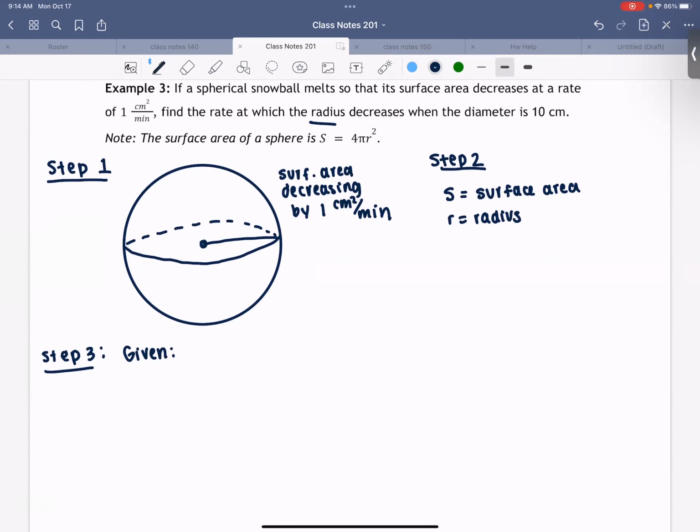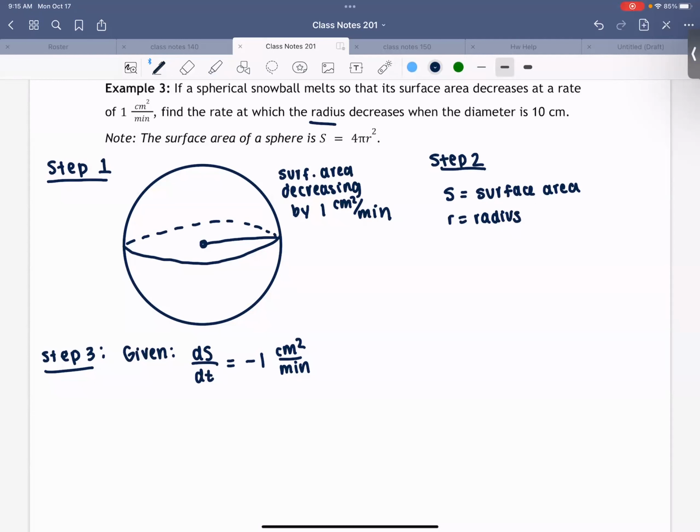And what derivative would that be? dS over dx. Not dx, but dt. But okay, I guess x would work too. But let's do dt. Okay. And you said it was decreasing at a rate of 1 centimeter squared per minute. Yeah, I was just about to ask, why is it negative? Because it says it's decreasing, which means it's less. Good. Yeah, when something's decreasing, it means that the derivative is negative.